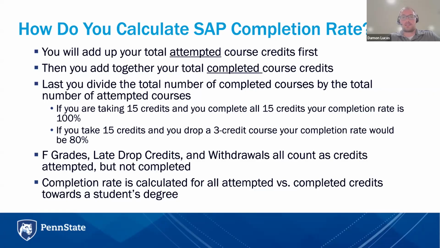F grades, late job credits, and withdrawals all count as credits attempted but not completed. The completion rate is calculated by all attempted versus completed credits towards a student's degree. So again, it's very critical when you're looking at dropping courses or any of these items, reach out to our office and we can have those conversations with you to make sure you're still within SAP and what those future things look like as well.